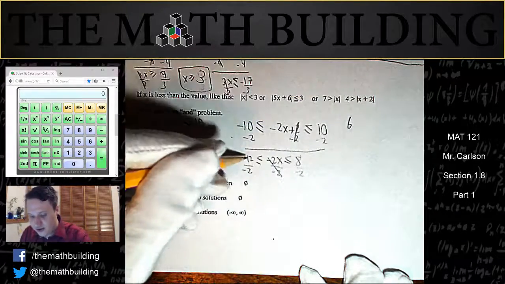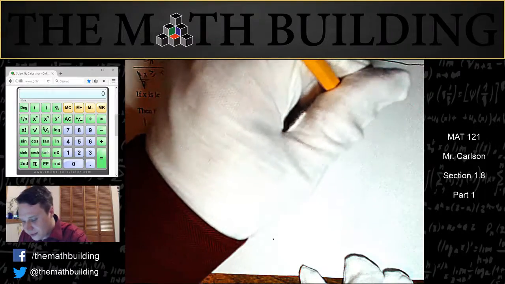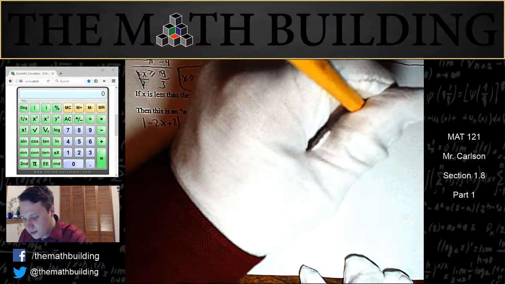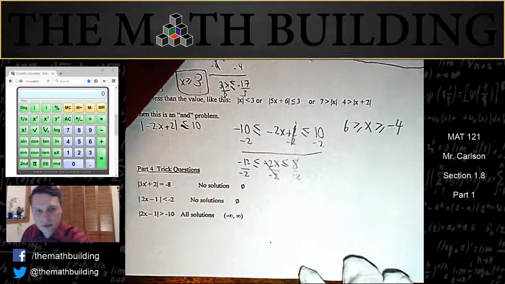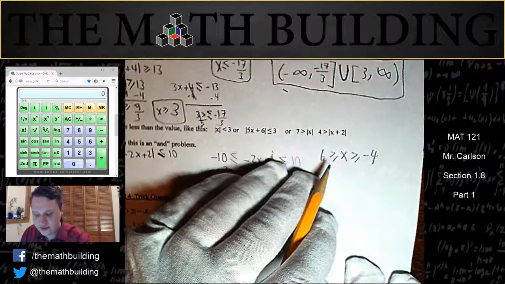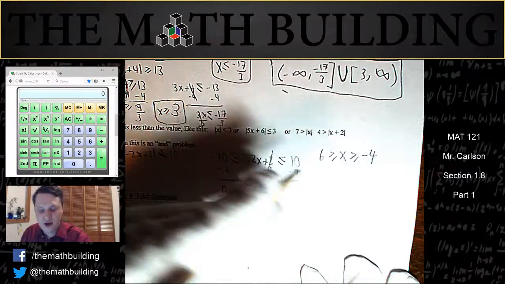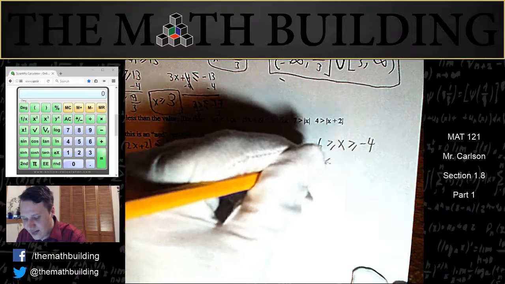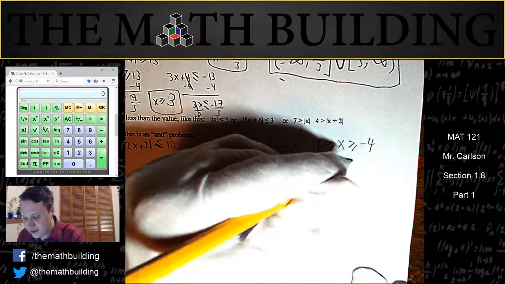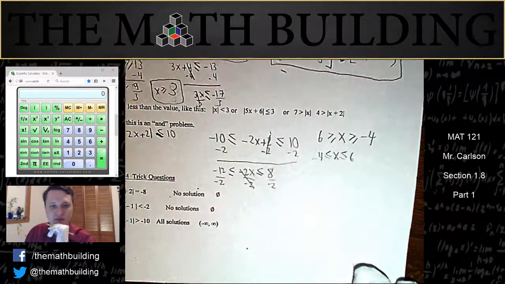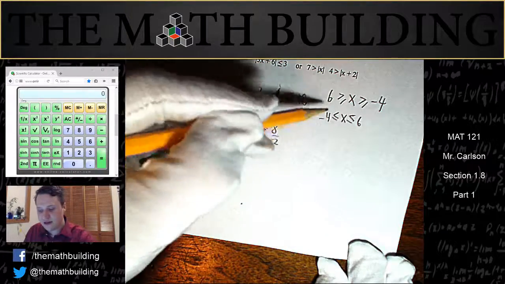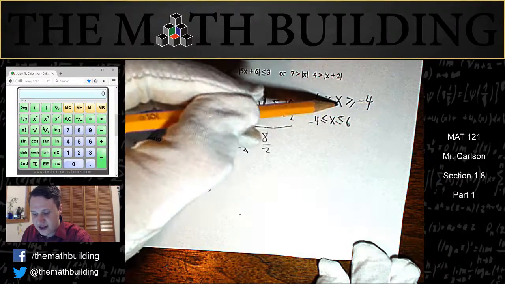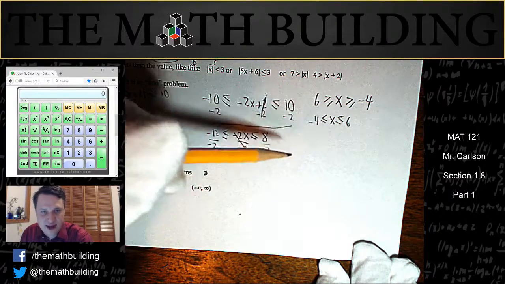So negative 12 over negative 2 is 6. Flip the sign, you get x. Flip the sign, you get negative 4. So that's kind of hard to read. 6 is bigger than x is bigger than negative 4. So let's write that in reverse. Let's write it as negative 4 is less than x is less than 6. Take a minute to convince yourself that these two are equivalent.